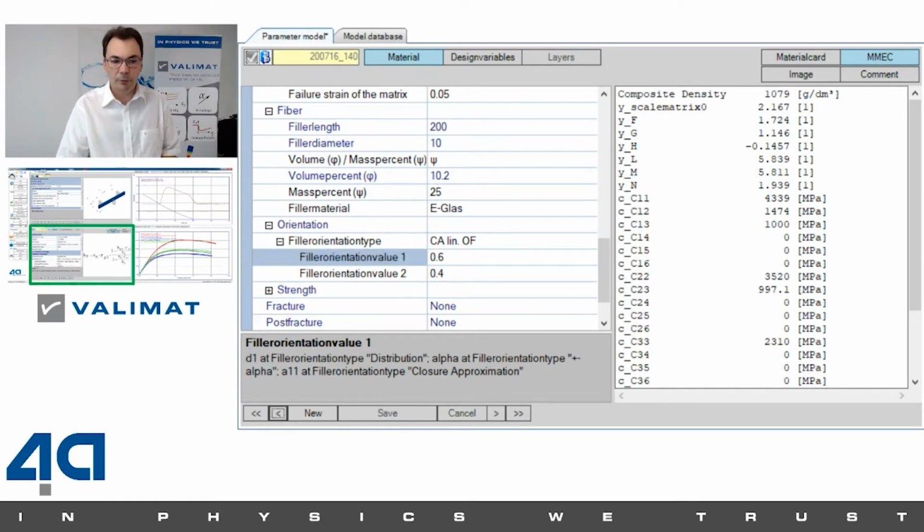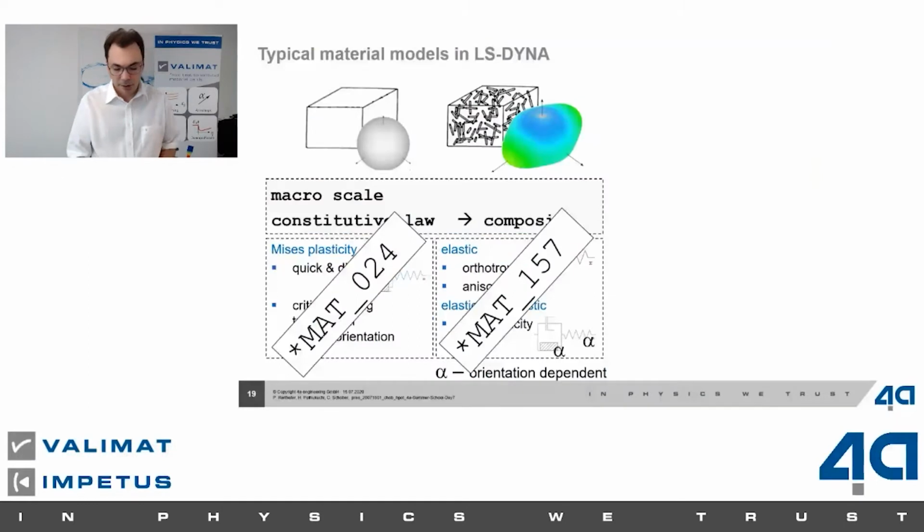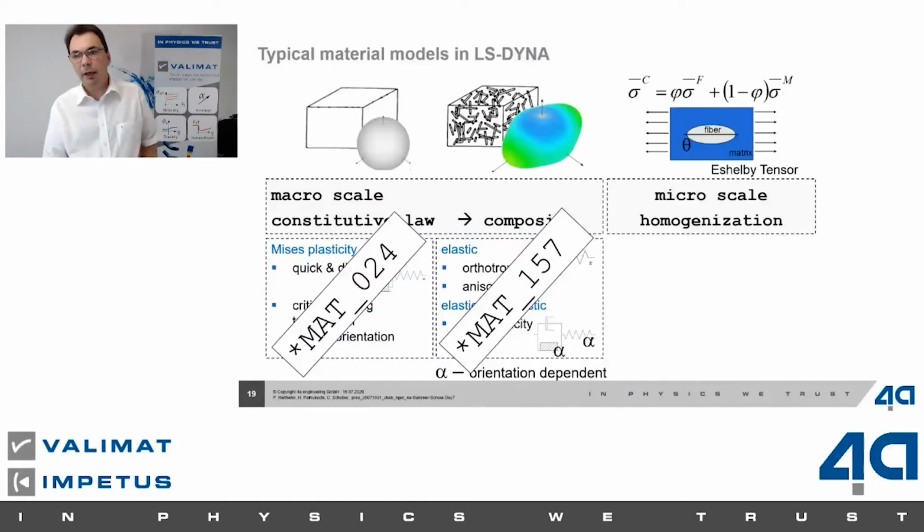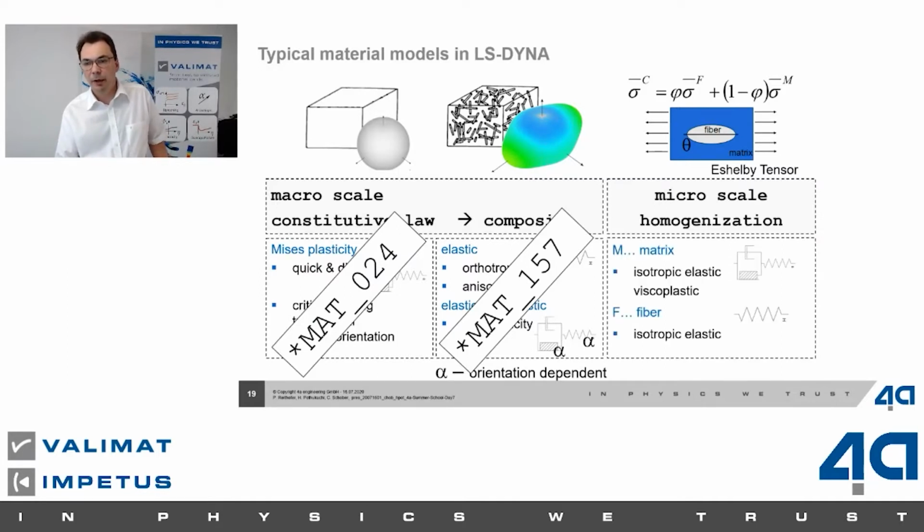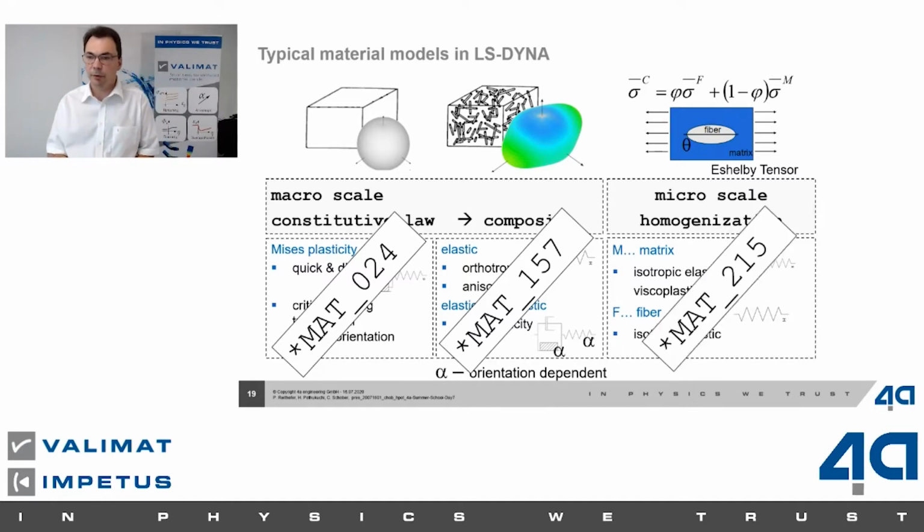So now go back to the presentation again. A different approach would be to use a microscale homogenization. I already mentioned the MAT for MicroMec. So in that case, we have the possibility to describe the matrix properties and the fiber properties, similar to what we were using in our Valimat software's library. We can use this directly in the material model.